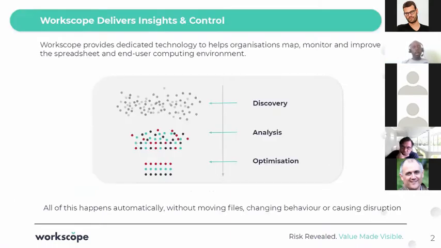Typically, Workscope provides dedicated technology to help organizations map, monitor, and improve the spreadsheets and end-user computing environment. What we typically do is take you from the state that we find you in, which is usually a disparate environment whereby you have spreadsheets everywhere. You don't necessarily know where they are, who's using them, which ones are active, if they have VBA code in them, if they're linked to anything. We then analyze the files in their natural state as people are opening, closing, and using files. Through that, we are able to help you optimize and create a situation whereby you have a full understanding and inventory of your spreadsheet environment. And we do all of this automatically without having to move any of the files. So even though we get you in an organized state, this is conceptually organized, but you don't have to change any of your behavior and there's no disruption at all.